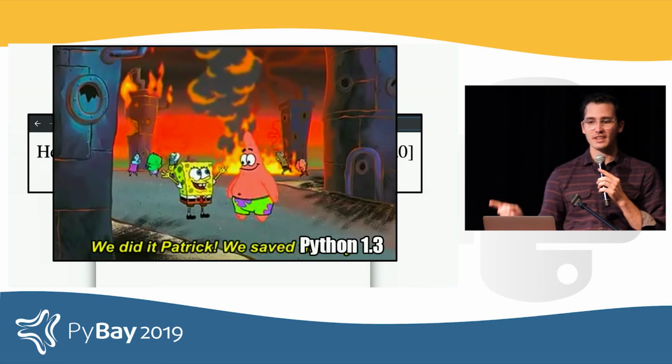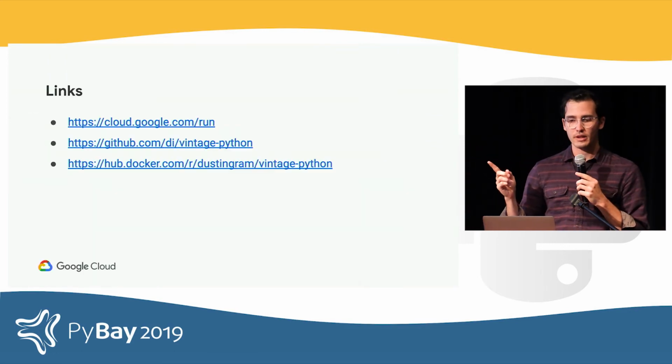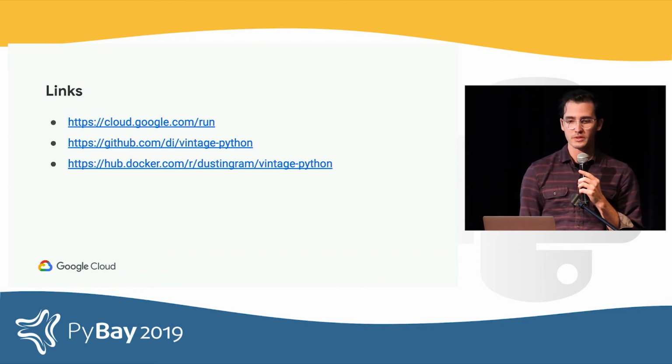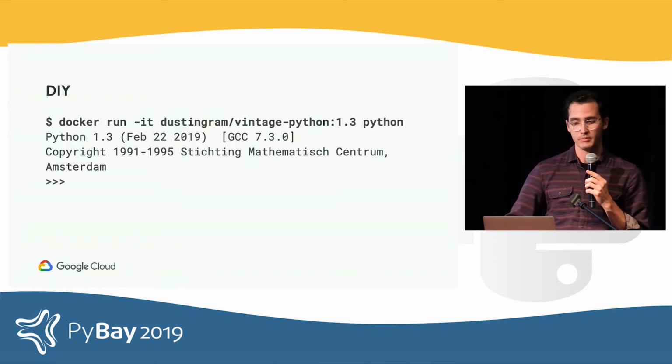If you're interested in this, Cloud Run is an awesome product. You should check it out. There's also a repository that I created on how to run vintage Python. And there's also the Docker images. So if you want to do this yourself, you can just run this command and get a Python 1.3 REPL right now on your machine.